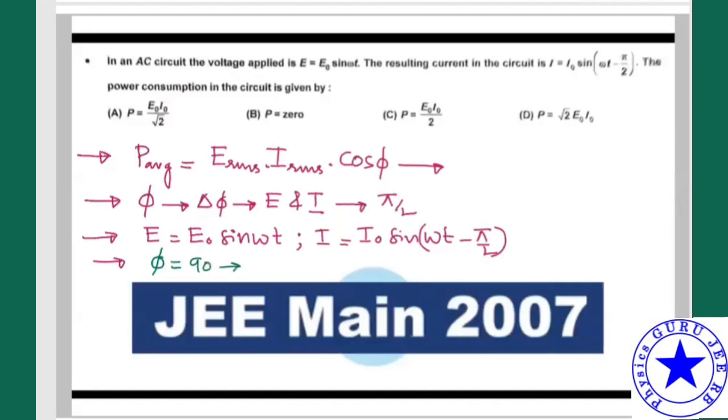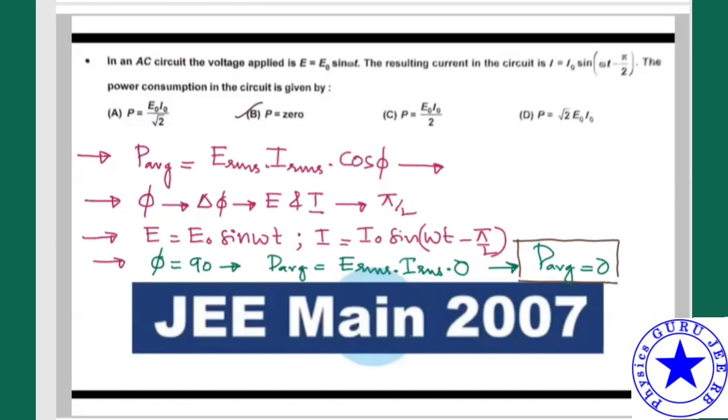So if I simply substitute, average power is equal to E_RMS into I_RMS into cos 90, which is 0. So finally average power equals 0, which is the correct option for our question. So average power will be 0. Hope it is clear.